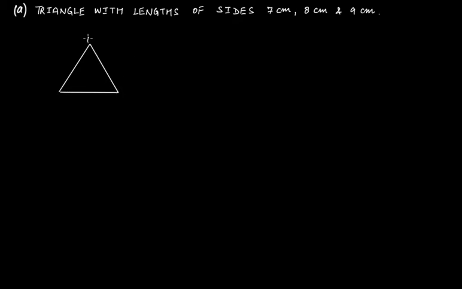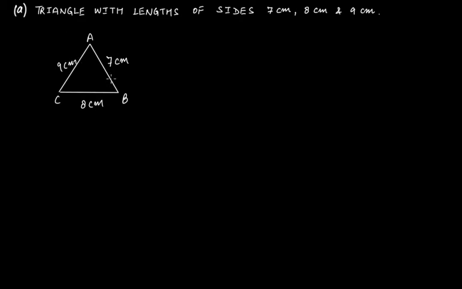triangle ABC, and the length of the sides of this triangle is 7 centimeter. You can simply take any size, right? Just arbitrarily assign any of these three values to any one of these three sides. Like if you assign 7 centimeter to this one, you can assign 8 centimeter to this one, 9 centimeter to this one, or in any way you like.